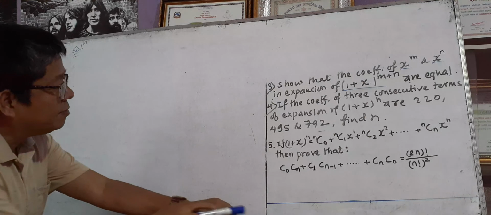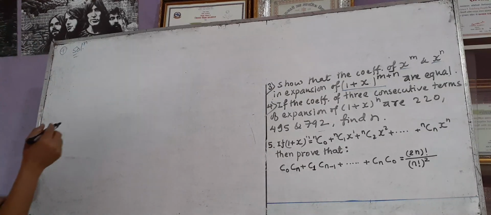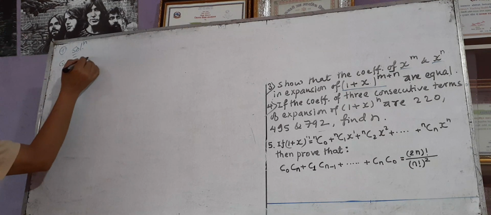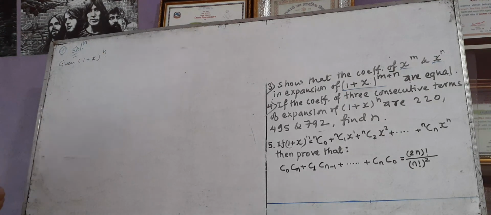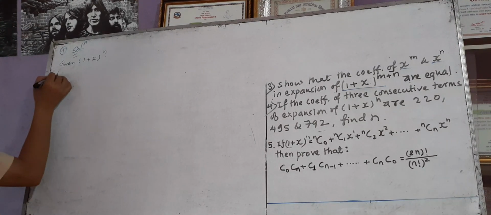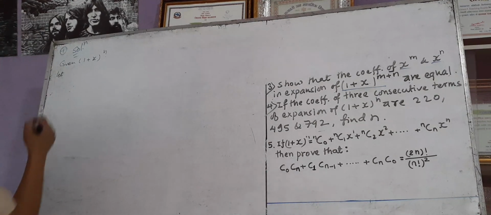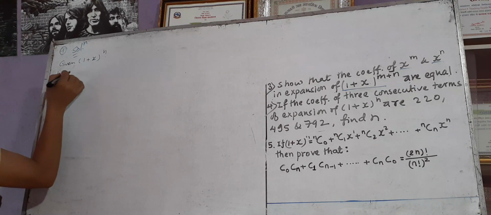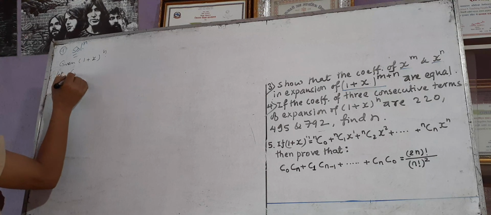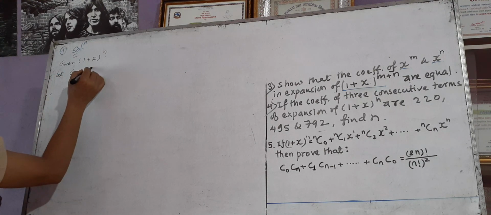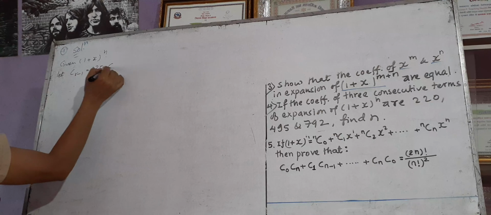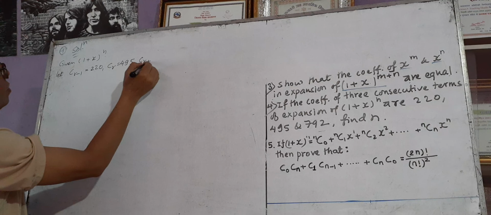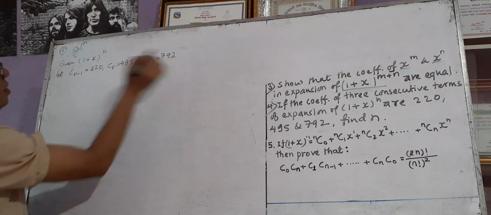So question number 4, solution. The given binomial is (1 plus x) to the power n, and let the 3 consecutive terms be given. Let the coefficients of the consecutive terms be C(r minus 1) equal to 220, C(r) equal to 495, and C(r plus 1) equal to 792.